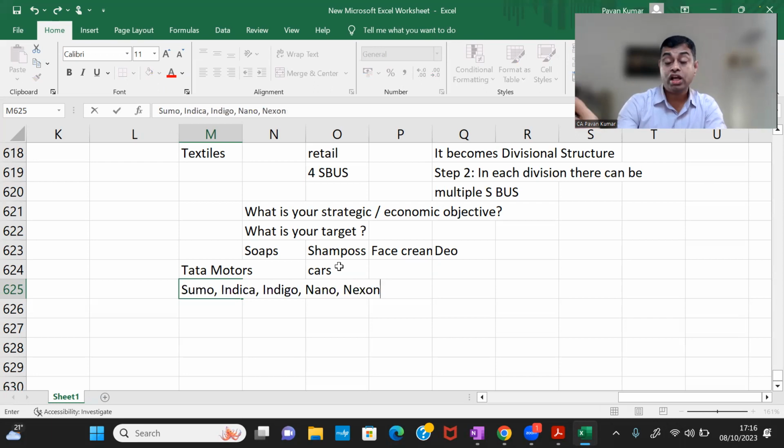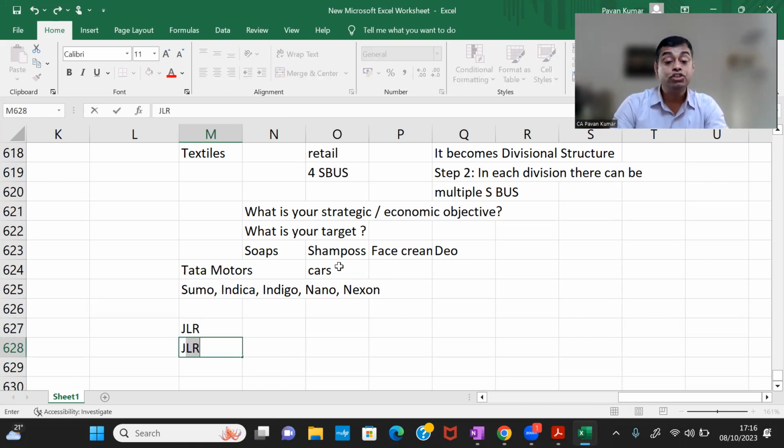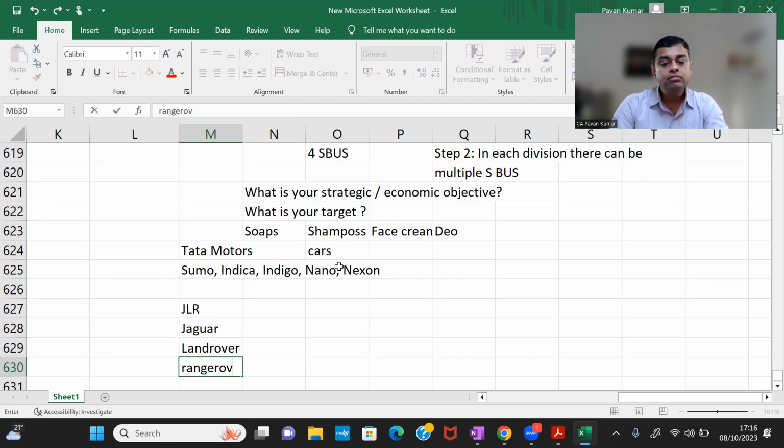Nexon, I don't know. You said it, I wrote it. Nexon, is that Maruti or Tata, I don't know. Someone told me and I wrote it. So, like this, there are so many cars, isn't it? And Tata Motors owns JLR also, Jaguar Land Rover. So here you have Jaguar, Land Rover, Range Rover.